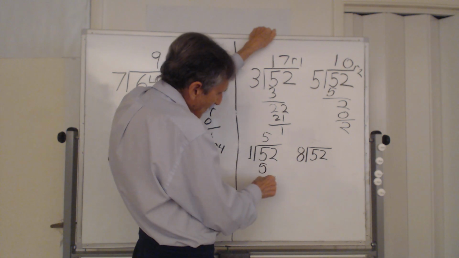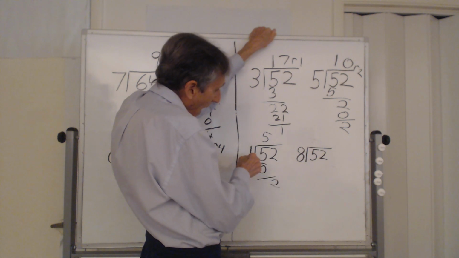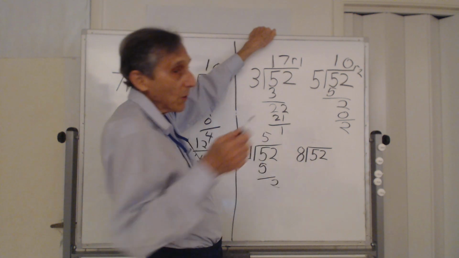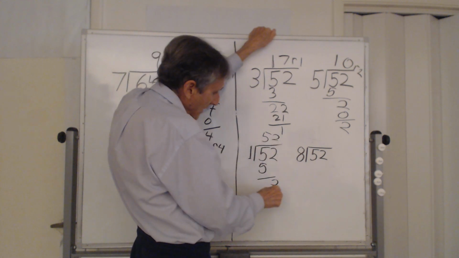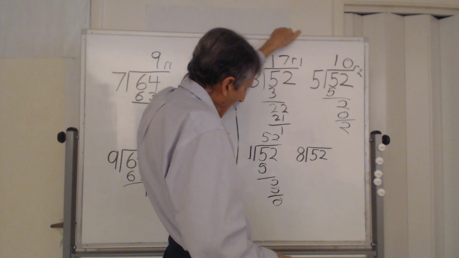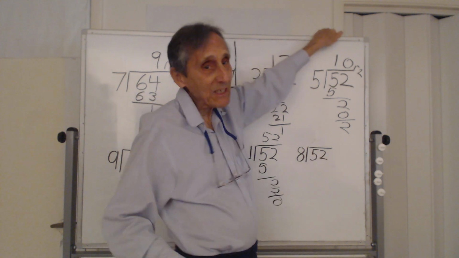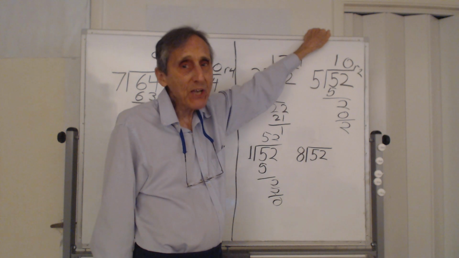5 from 5 is 0. Bring down the 2. How many 1s are in 2? Well, there's 2. 2 times 1 is 2. No remainder. And now, last one. 8 divided into 52. Let me give you a chance to think about it.